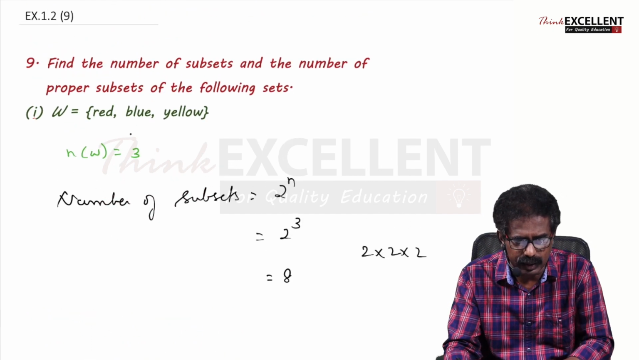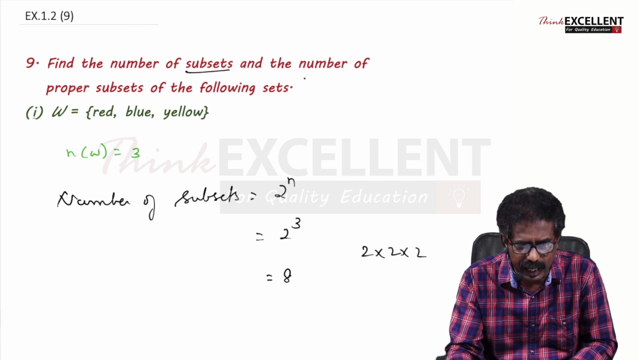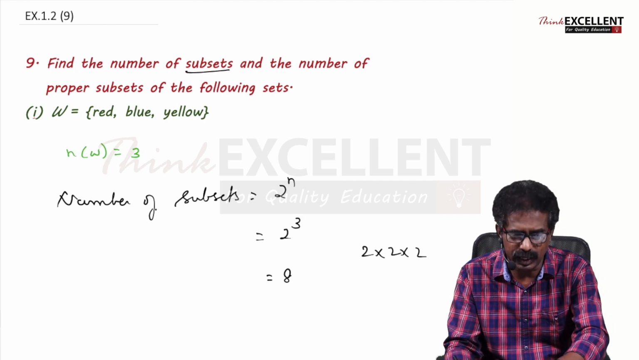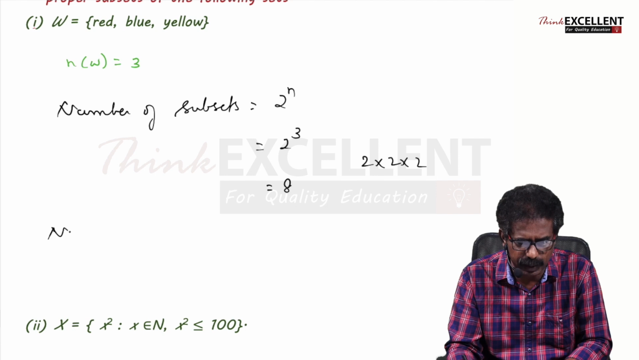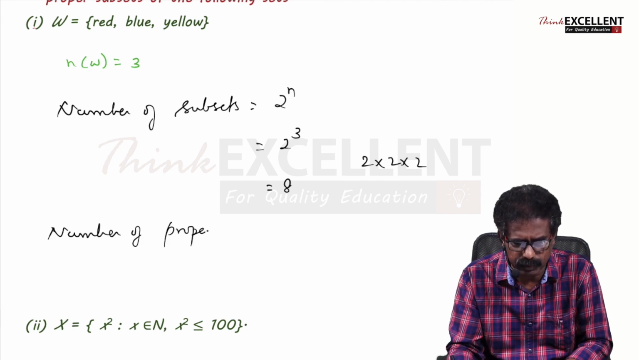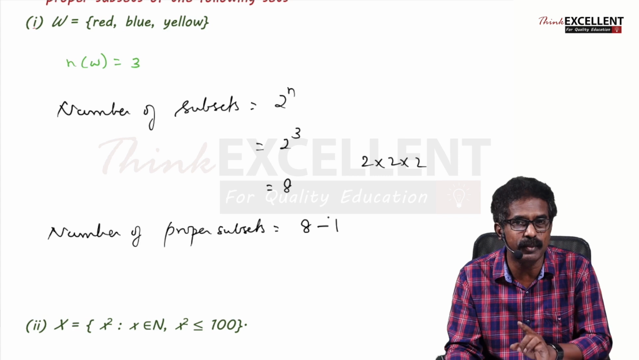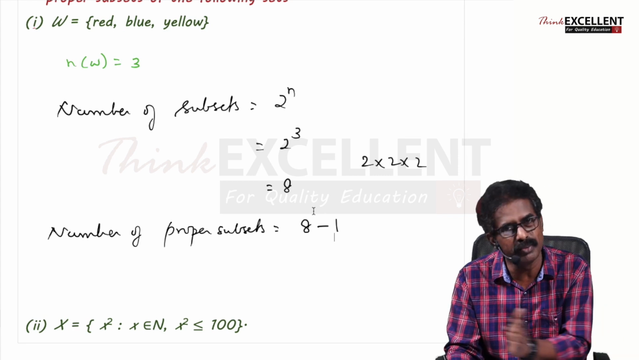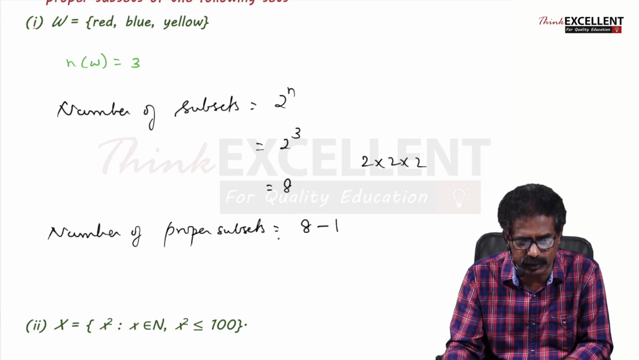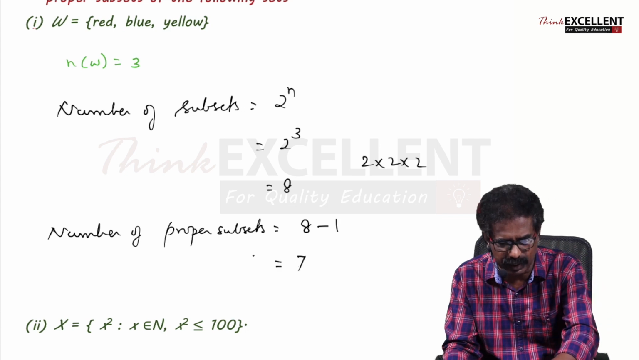Don't stop here. They asked for the number of subsets and also the number of proper subsets. What do you do? Total number of subsets is 8. You subtract 1. Why that 1? 1 is improper, remove that. The remaining are proper subsets. So 8 minus 1, the answer is what? 7.